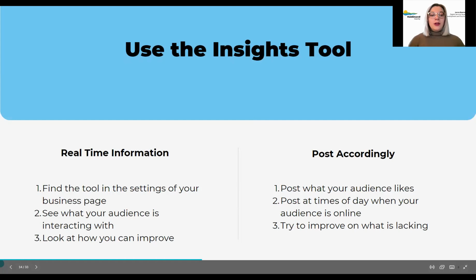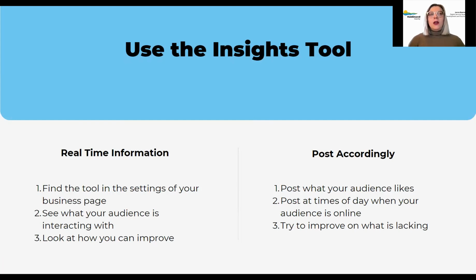So also with Instagram, you're going to want to use the Insights tool. Once your Instagram page has been up and running for a little bit, you'll find the tool in settings of your business page. And this will allow you to see what your audience is interacting with. So you'll be able to see what kind of posts they're interested in, what time of day they're visiting, the geographical region that you're reaching, as well as different genders and all of that. And then you'll also be able to look at how you can improve.